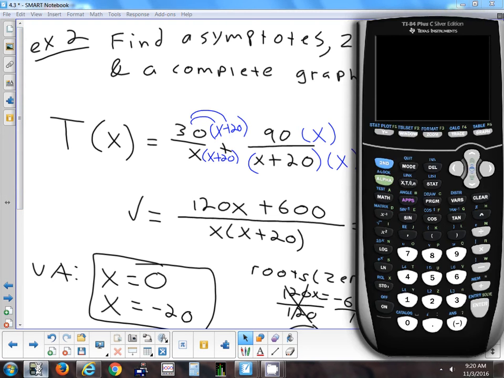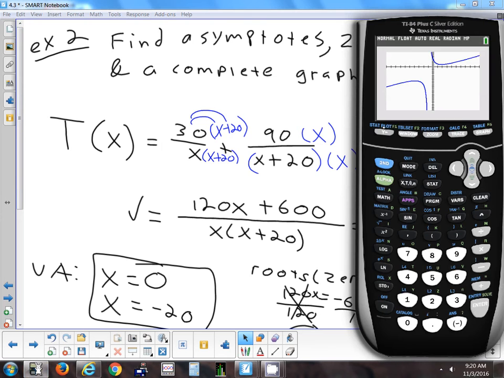I'm going to type in the one that we combined because I think it's going to be a little easier. So I've got 120x plus 600 divided by x times x plus 20. If you put parentheses around it, the calculator will know that it's a distributive property, and it'll handle that fine.